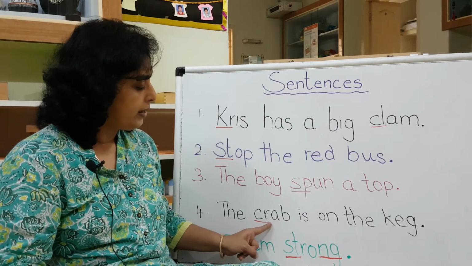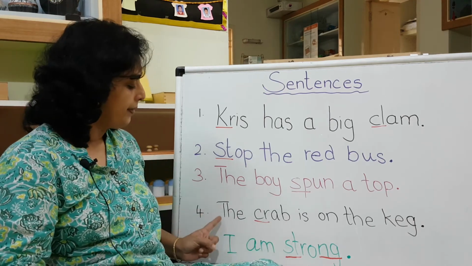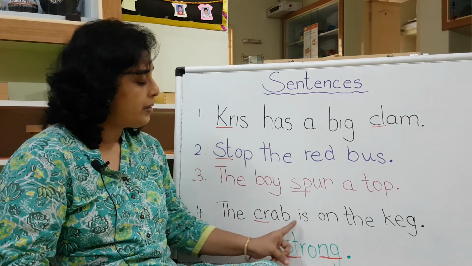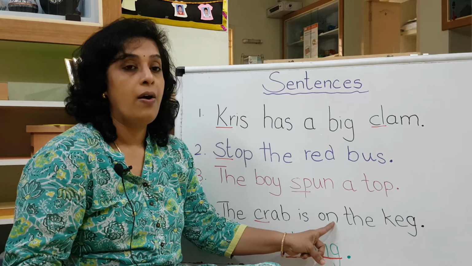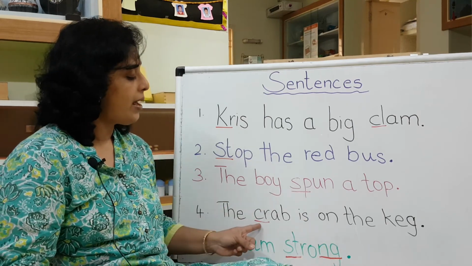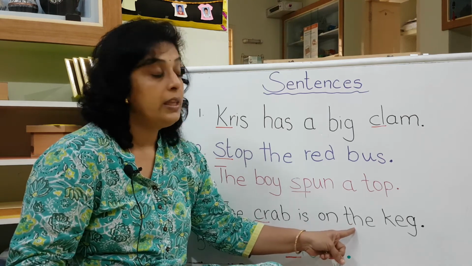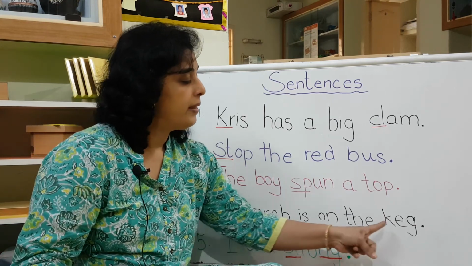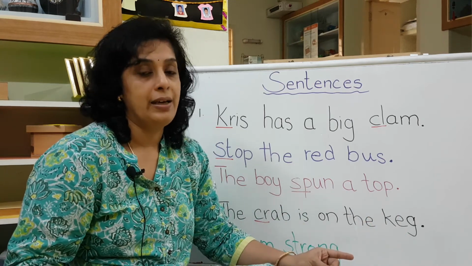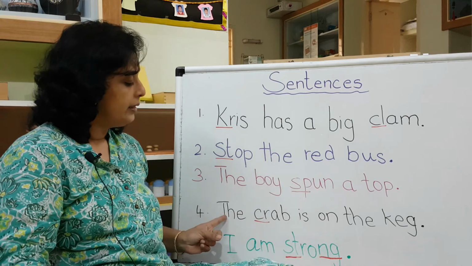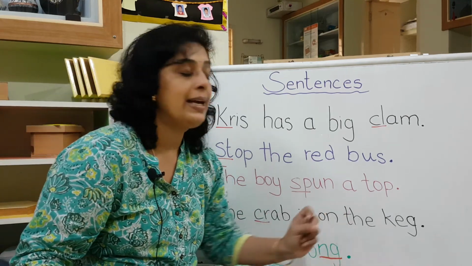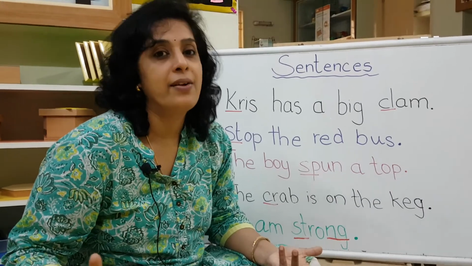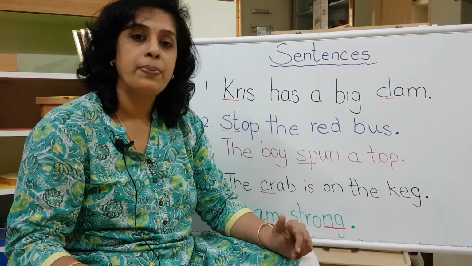The crab. Go back. The crab is. The crab is on. The crab is on the. Keg. Keg means drum. Go back. The crab is on the keg. Try to understand. Where is the crab? The crab is on the keg. Full stop. Next sentence.